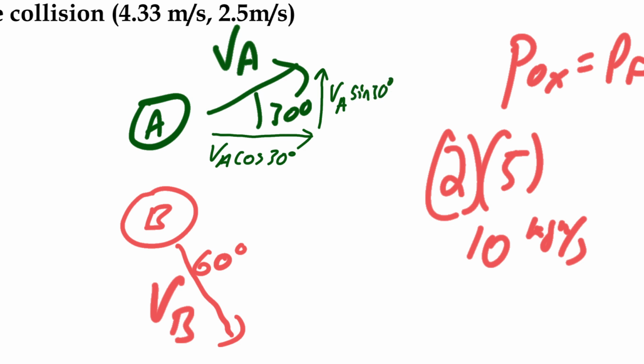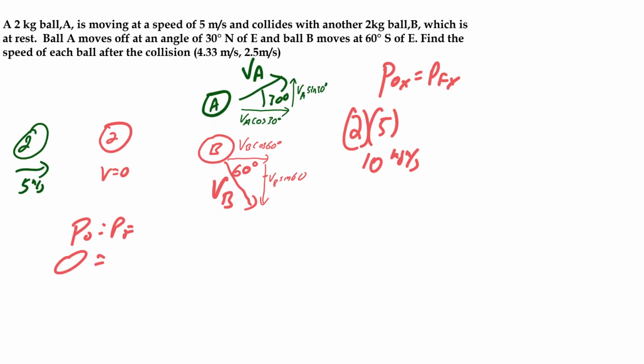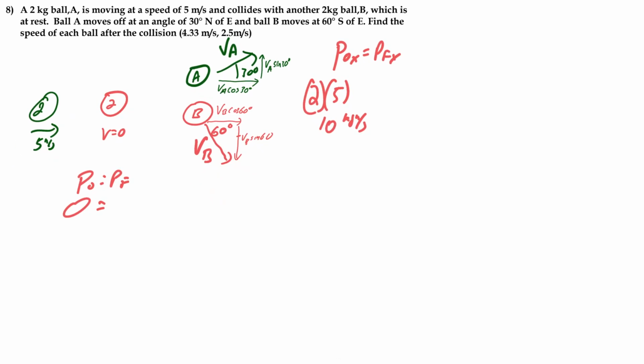And then for the red ball, or ball B, this has a horizontal velocity. We're going to call this VB cosine of 60. And then this is going to be VB sine of 60. Technically speaking, this is down, right? So this would be like a negative velocity. So we're going to make sure at some point we take that into account. Alright, let's zoom back out here. And then let's just put these into place.